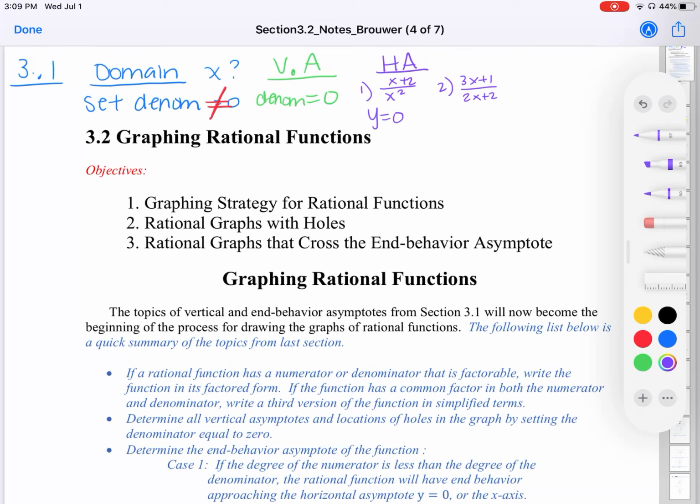For example, this would be the fraction made up of their leading coefficients, so 3 over 2. And the third one our text talked about is if I have a numerator that's degree 1 more than the denominator, then we have a slant asymptote. If that's the case, then I need to divide, and whatever I'm left with, disregarding the remainder, is my equation.